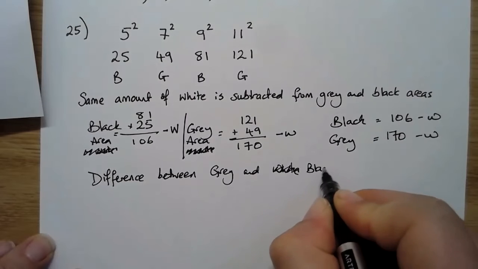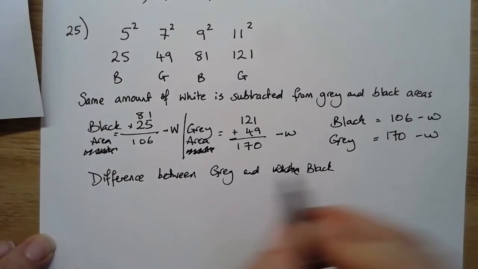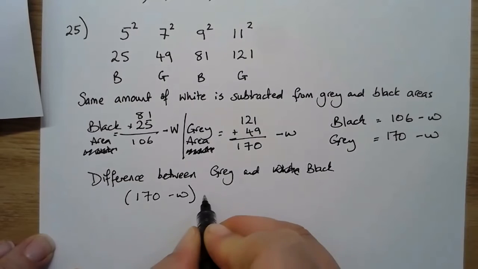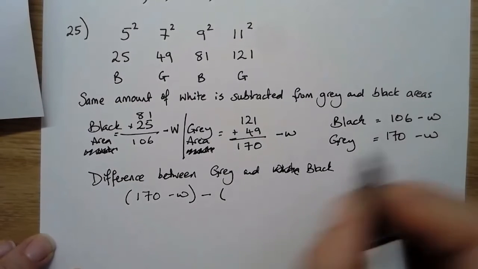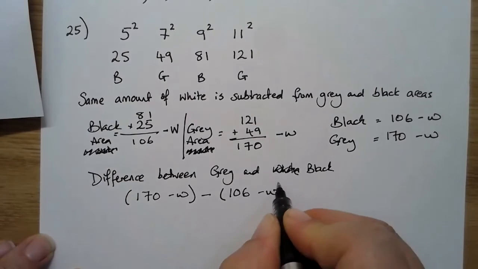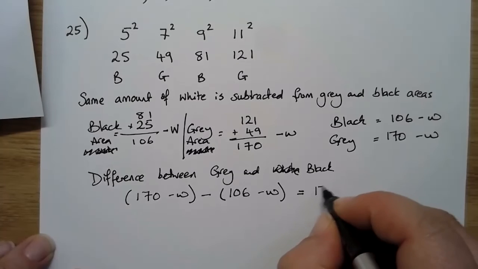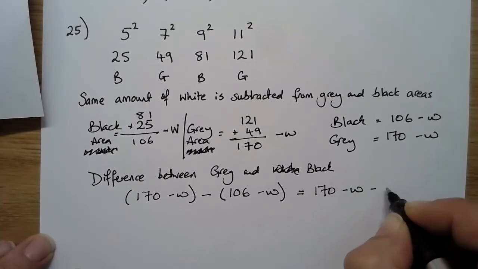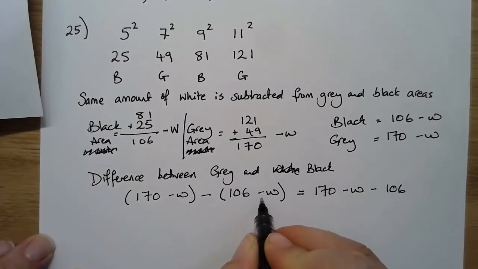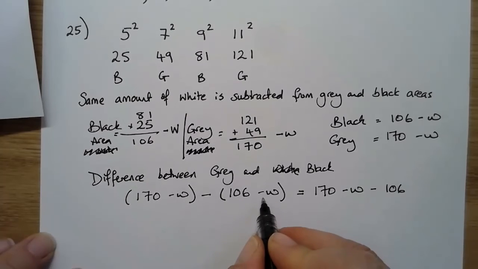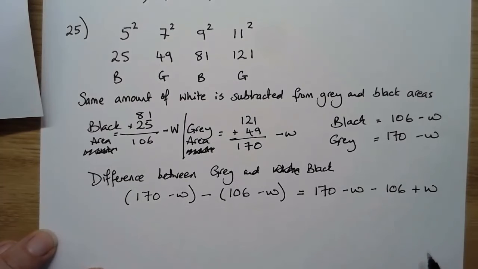Grey and the black. So the grey is this. So I'm going to put it in brackets, 170 subtract W. Difference means subtract. Black is 106 subtract W. And so this will give me my answer because when I take out those brackets, that negative, that subtract, multiplied by -1, which is what we're doing when we take away that, if we're subtracting a negative number, we're actually adding that number.